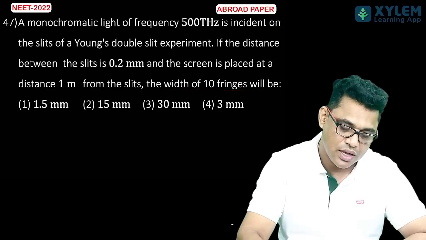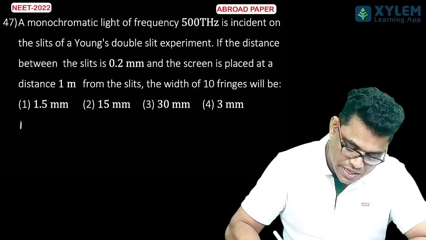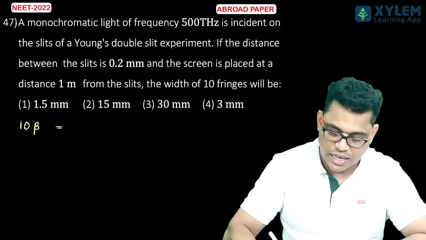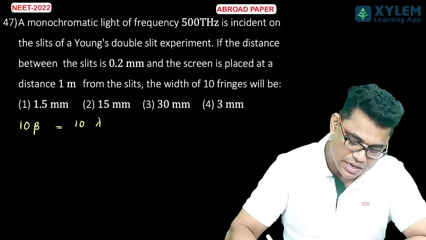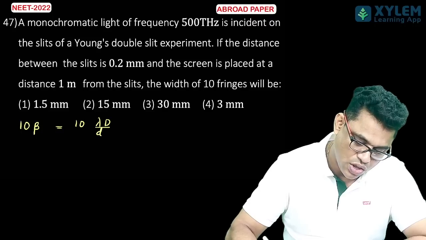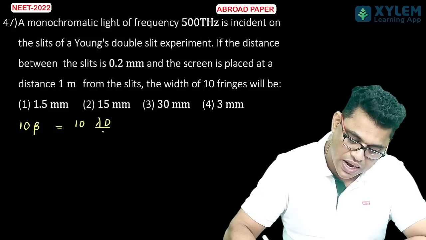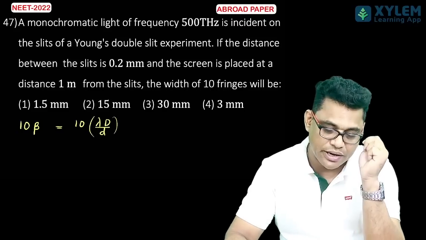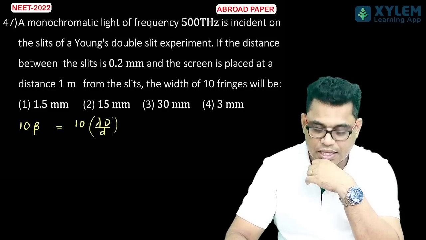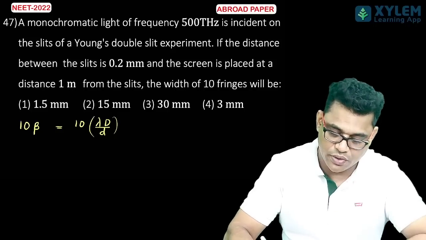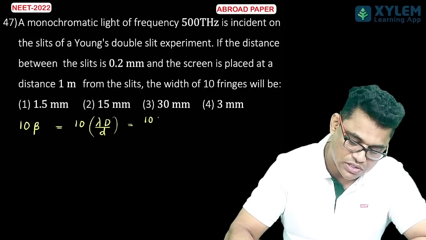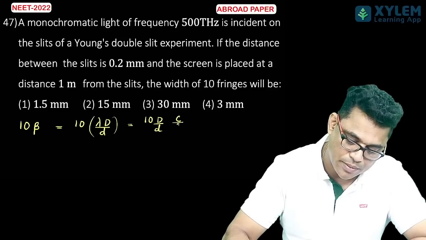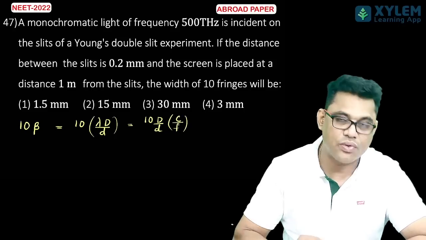What is the width? That means you have to find 10 beta here, where beta is the fringe width of one fringe. That is 10 lambda D by d. You know, one fringe has a width of lambda D by d, don't you? Then here lambda is not given. Instead, you have been given frequency. Therefore, let us write lambda in terms of frequency. Therefore, 10, let us write D by d. Then instead of lambda, you can write c divided by f, where f is the frequency.